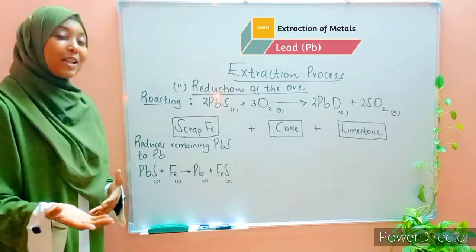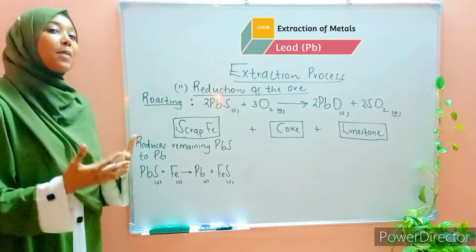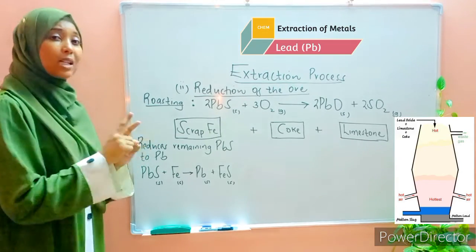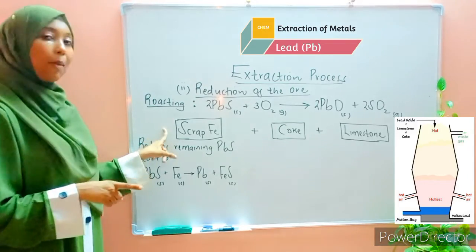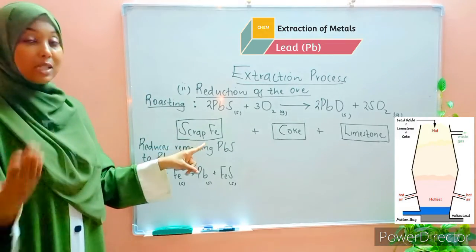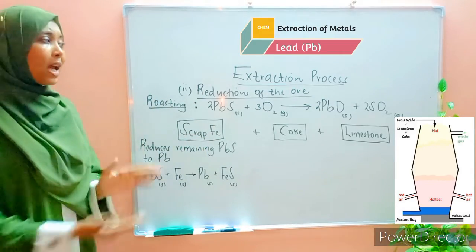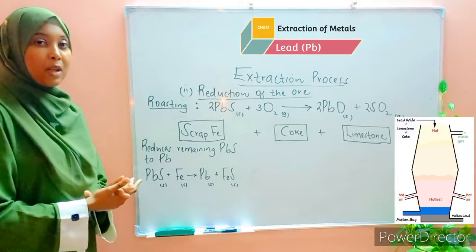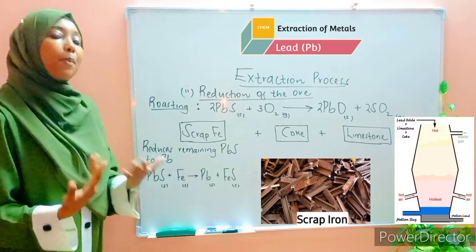Now once the lead 2 oxide has been obtained from the roasting process, the next steps can then happen. So what happens next is that the oxide is combined with a few other materials, specifically with scrap iron, coke, which is essentially carbon, and limestone, which is calcium carbonate. Now each of these materials serves a function of its own. So we are going to explain each in detail. Now let's start with the scrap iron.